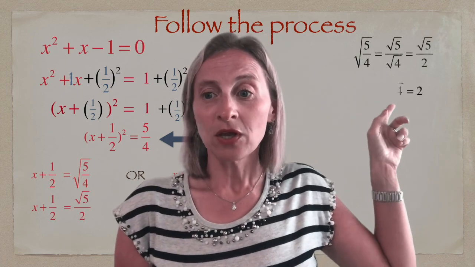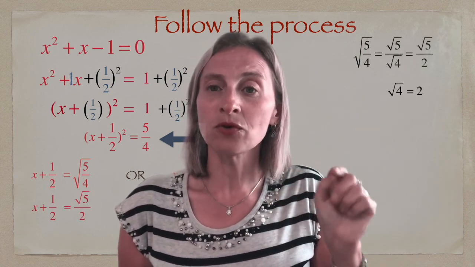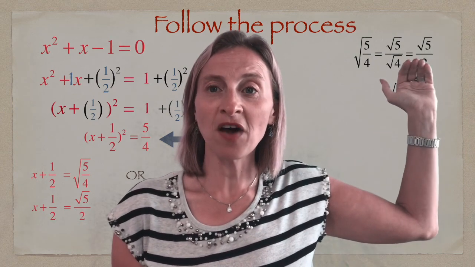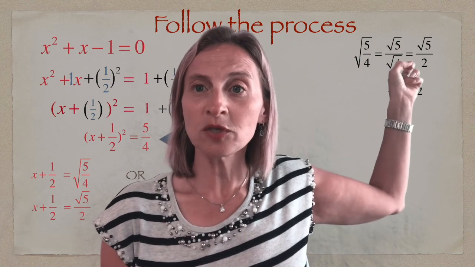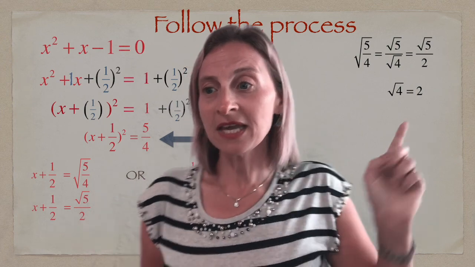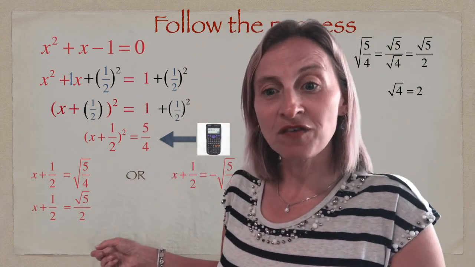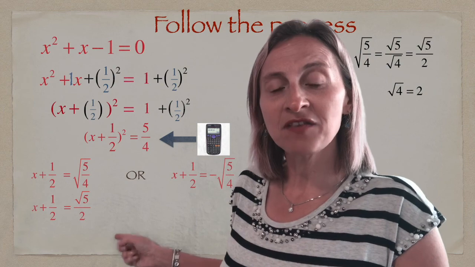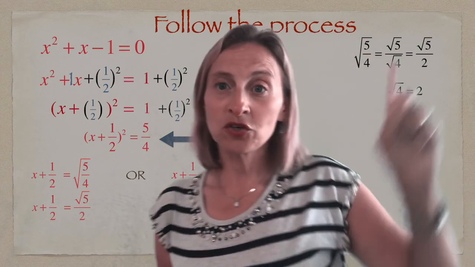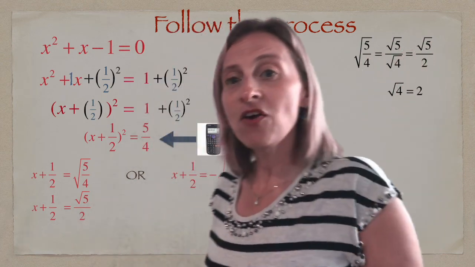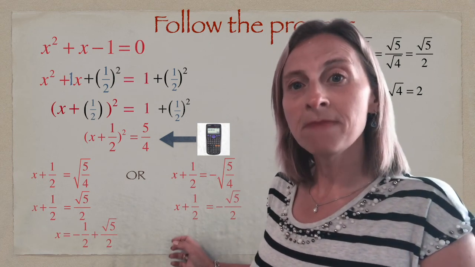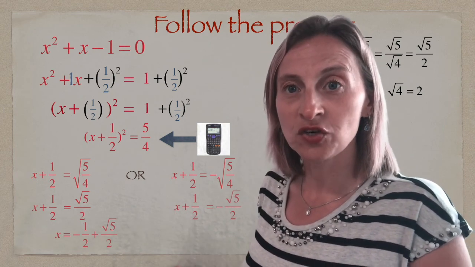So if we have a look, we need to remember that the square root of 5 over 4 is the same as the square root of 5 over the square root of 4, which equals the square root of 5 over 2, because the square root of 4 is 2. So then we can come back and add it in over here. So we have x plus a half equals the square root of 5 over 2. Don't forget the 2 comes from our working up there. And on the other side I have the same thing. X plus a half equals minus the square root of 5 over 2.